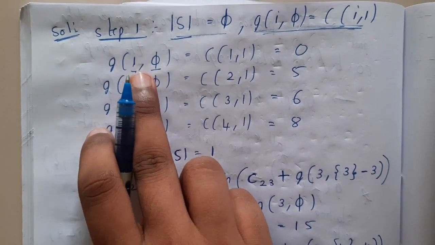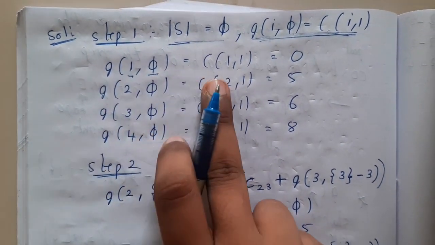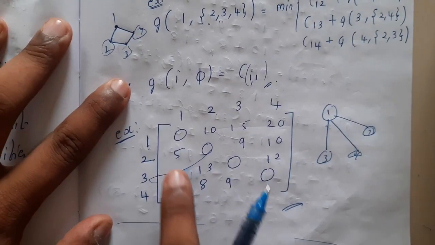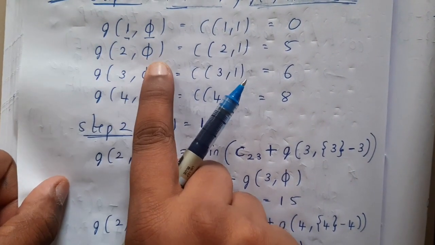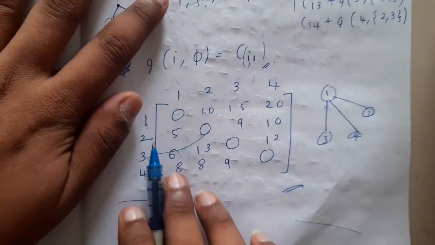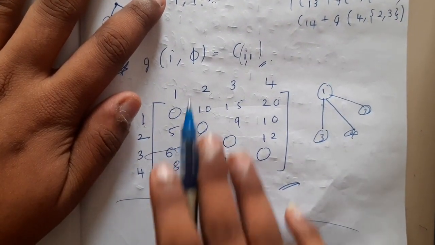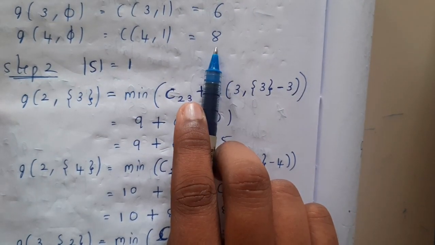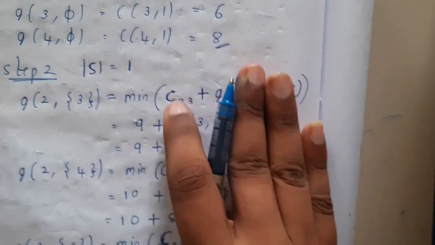So g of 1 comma 5 is equal to c of 1 comma 1, which equals 0. C of 1 comma 1 is nothing but the cost from the matrix, so c of 1 comma 1 equals 0. Similarly, 2 comma 5 is nothing but 2 comma 1. So the cost between 2 and 1 is 5, 3 comma 1 is 6 and 4 comma 1 is 8. So those are the results that we got here, 3 comma 1 and 4 comma 1. Okay, so now we are done with step 1.